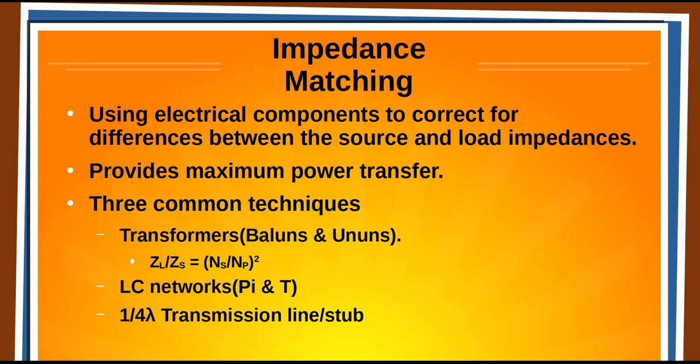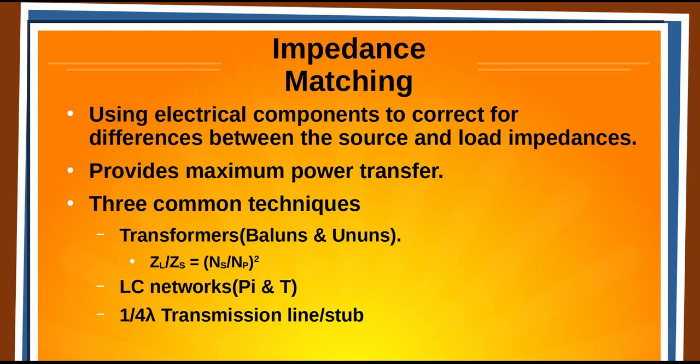You can also use an LC network. A pi or a T are very common, which you used to see on tube transmitters. Or the antenna tuner would have that in it if you got an external one. I still don't know why they're still calling them tuners, because it's impedance matching.